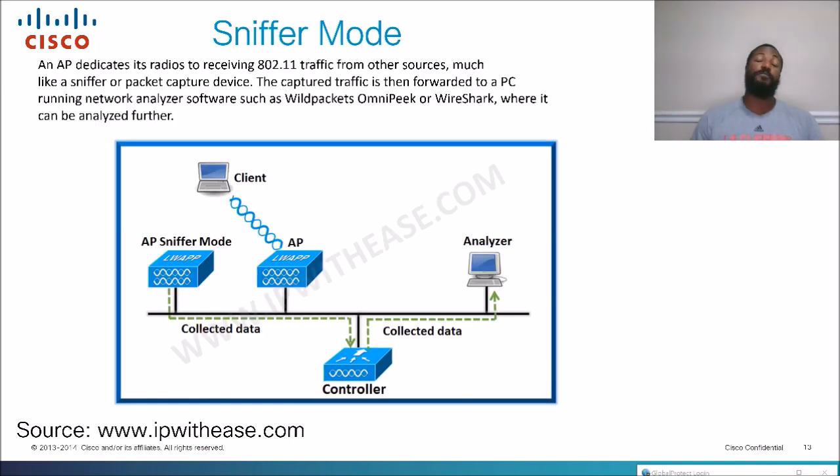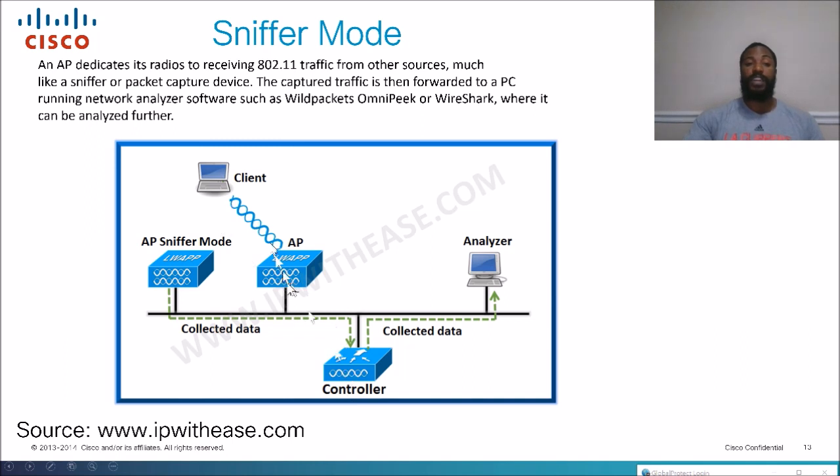There's also sniffer mode. This is also used for troubleshooting. An AP dedicates its radios to receiving 802.11 traffic from other sources, much like a sniffer or packet capture device. So we got this client right here. He talks to the lightweight access point. Remember, this is a lightweight access point. That lightweight access point broadcasts his SSID. So he goes to the AP, and then to get to the internet, he must go to the switch, which will be located right here. It's just not in here. And then he goes to the controller, and then he goes on to the internet, right?